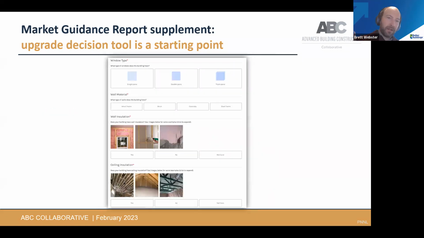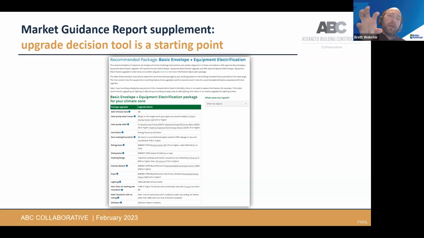Some information about the enclosure with windows, existing insulation in the walls and ceiling. And then next slide, please. It takes in all that information about the existing characteristics, and then recommends a decarbonization package that is based on the analysis that I just described.